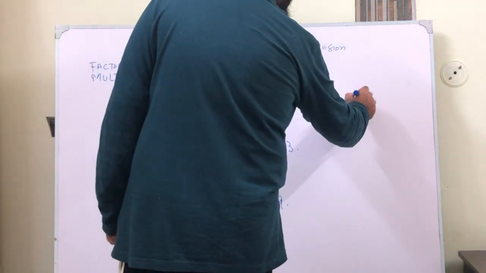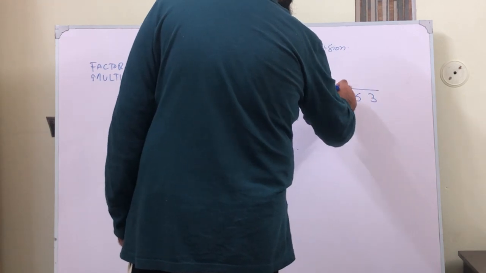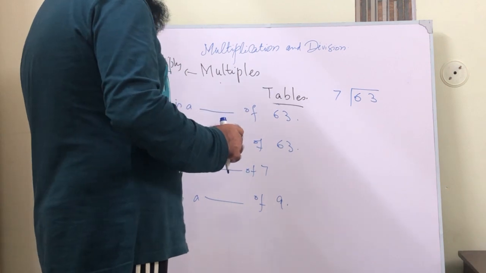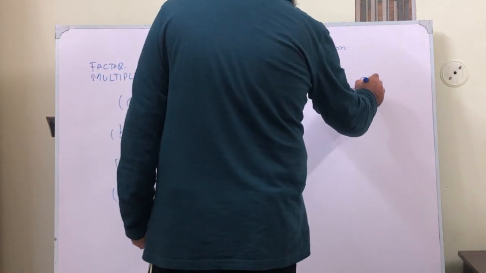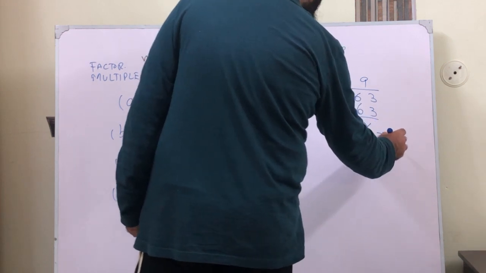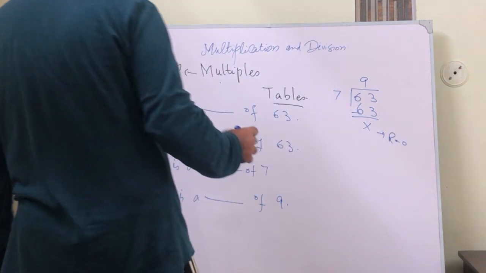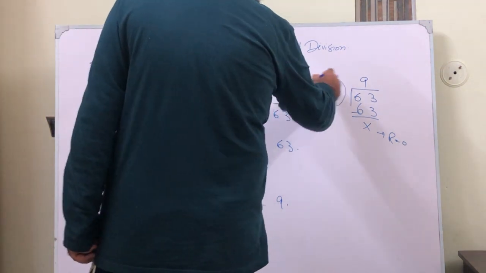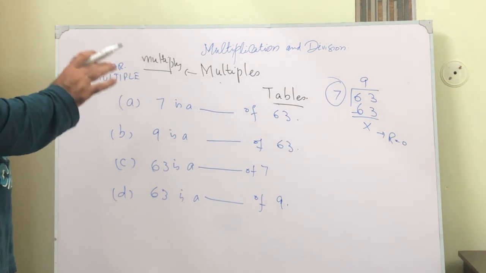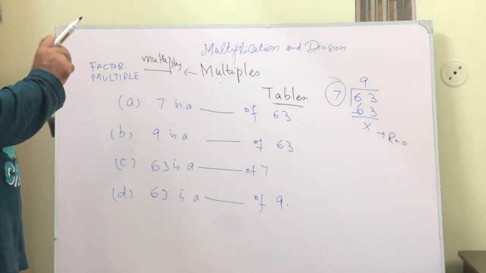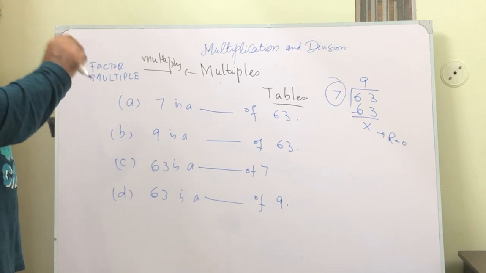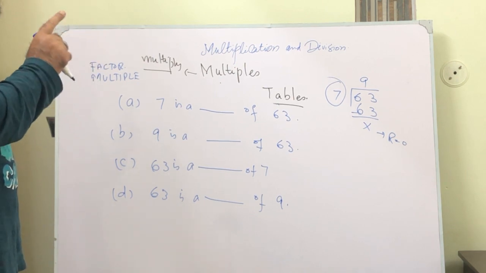How do we decide about the factor? When we divide 63 by this number, 7 9s are 63, so the remainder is 0. When the remainder is 0, then this divisor is called the factor. We learned in the topic of factors that when we divide by a number and get remainder 0, that number is called the factor.